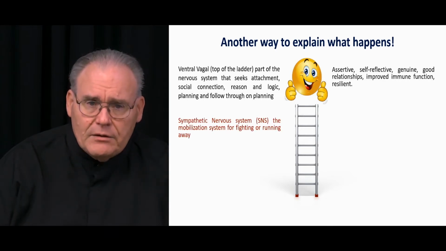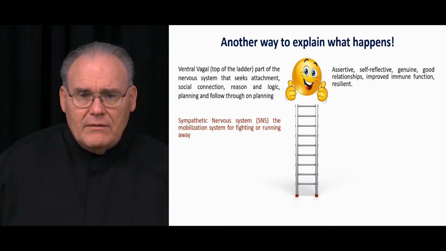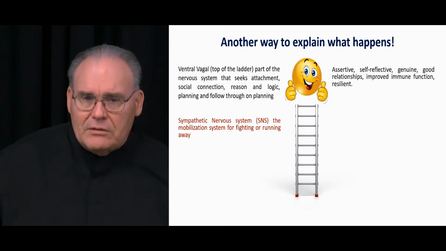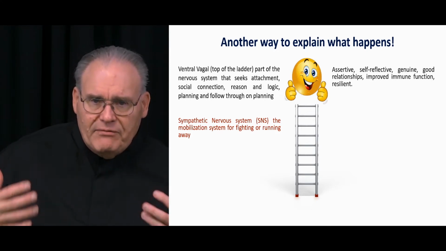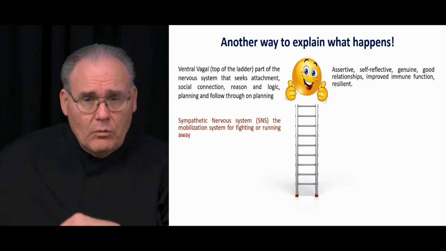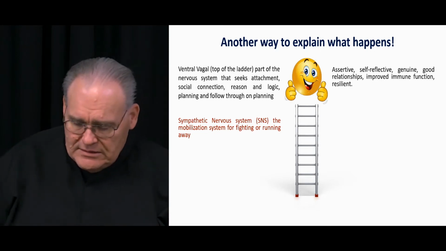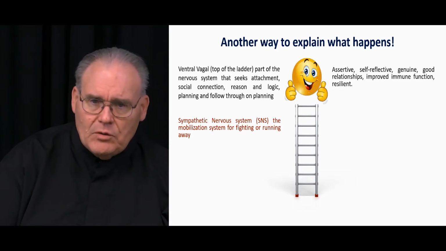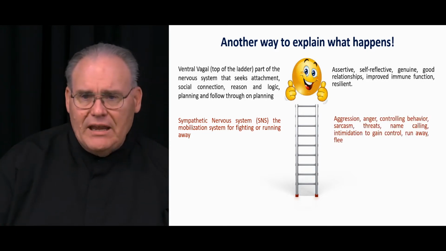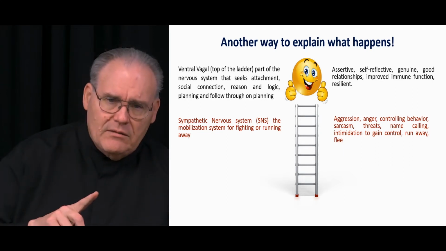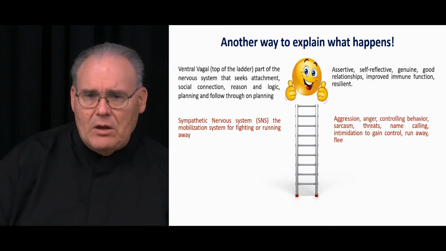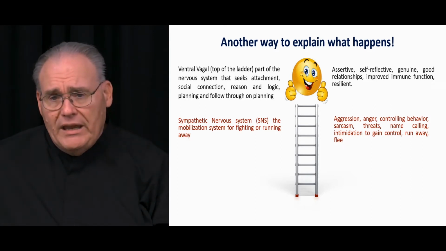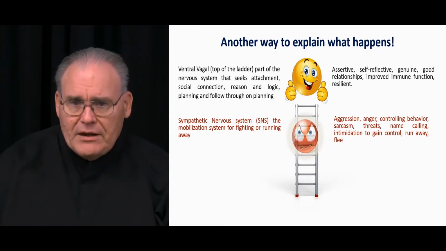Being in the middle of the ladder, we're in our sympathetic nervous system, that overwhelming sense of survival, either acting in some way, either by fighting or aggressing or running away. It is an action-oriented system. And what you see in people that are in sympathetic system dominance at the moment, you're going to see them be aggressive and angry and controlling. You're going to see them be sarcastic and use threats and name calling. They're going to intimidate to get control of a situation. They may also run away and flee. That's middle of the ladder behaviors.